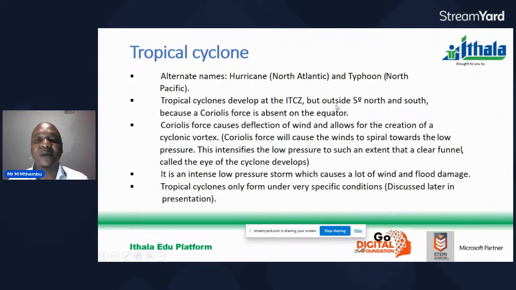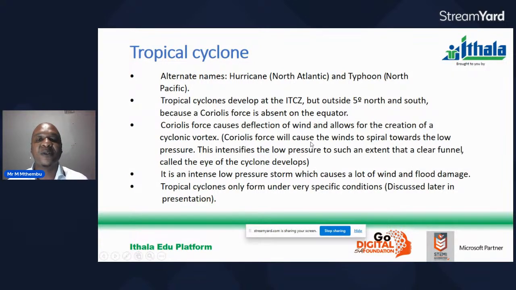The reason why they do not develop between 0 and 5 degrees is because there's no Coriolis force there. Okay, so the Coriolis force is absent at the equator, so that is why there's no tropical cyclone. So we need Coriolis force to take place. We need Coriolis force to be there in order for a tropical cyclone to develop. So Coriolis force causes deflection of winds and allows for creation of a cyclonic vortex.